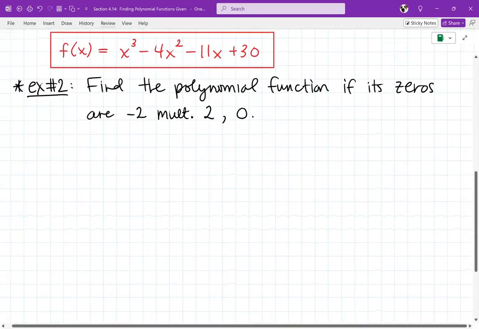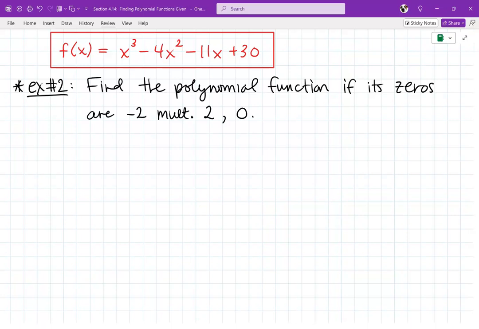This one says find the polynomial function if its zeros are negative 2, multiplicity 2, and 0. So this time they said zeros, not roots. But remember, roots, zeros, solutions, answers, they all mean the same thing. They're saying your answers are negative 2 with the multiplicity of 2 and 0. What does it mean if negative 2 has a multiplicity of 2? In terms of answers, how many times does that answer happen? Twice, right? Multiplicity 2 means it happens 2 times.